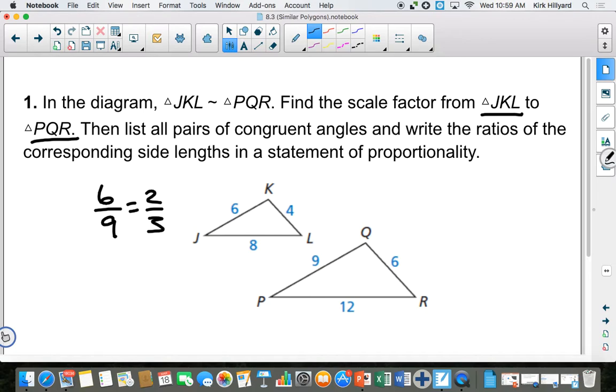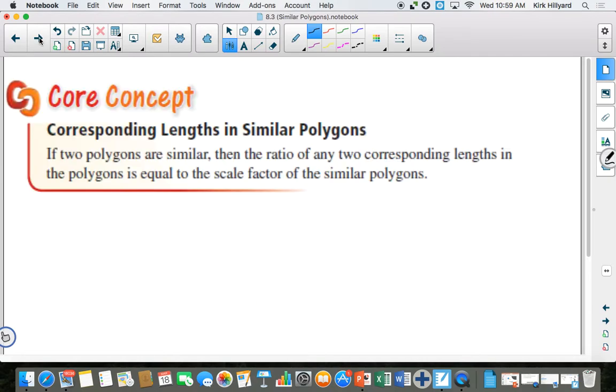List all the pairs of corresponding angles and write the ratios of corresponding sides. We did that on the last one. We're not going to do that on this one. But my scale factor would be 2/3. Okay.